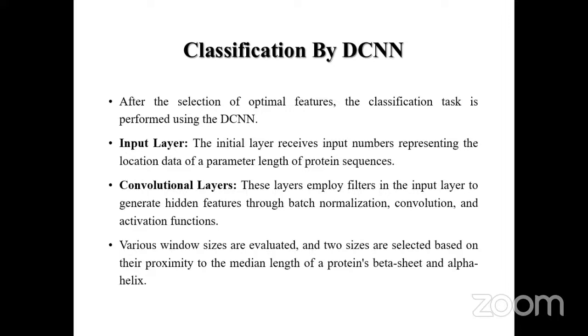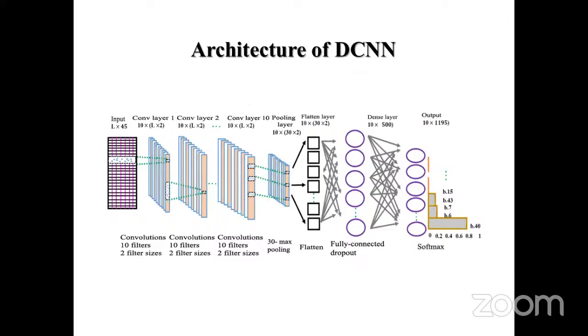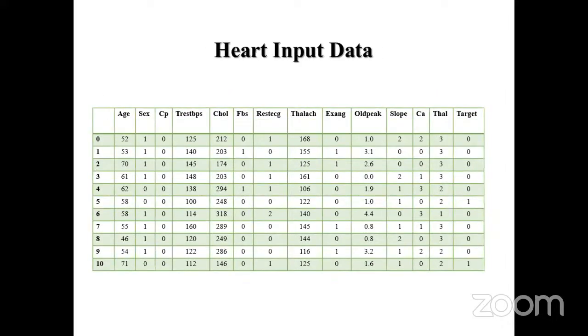The deep CNN neural network has an input layer and a convolution layer. Using these layers, it will predict whether the patient has a disease or not. So these are all the input data from every patient: different age groups, whether the patient is male or female, the cholesterol level, sugar level, and angio. Finally we have the target, and the target value will predict whether the patient has a disease or not. So this is all the data we are giving as input.